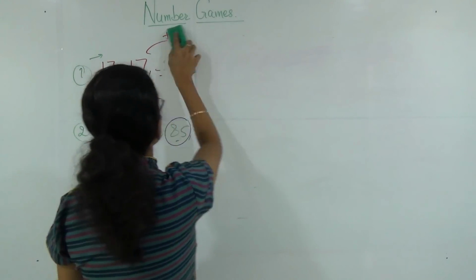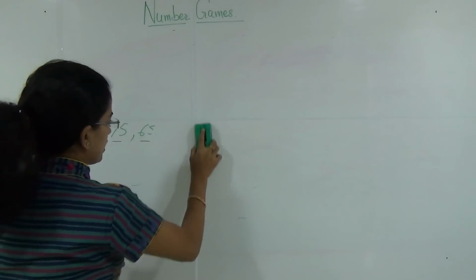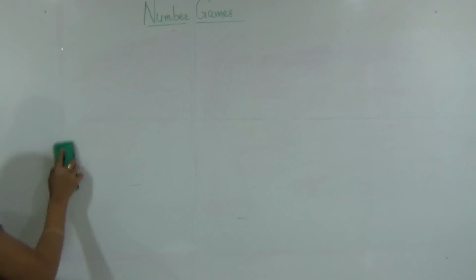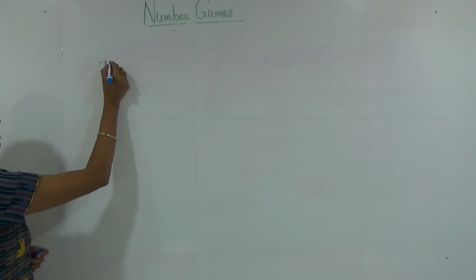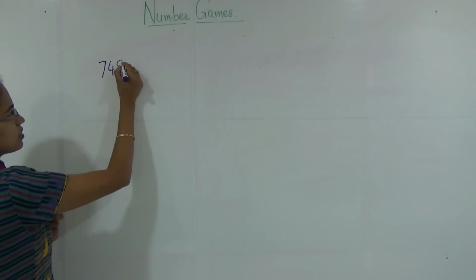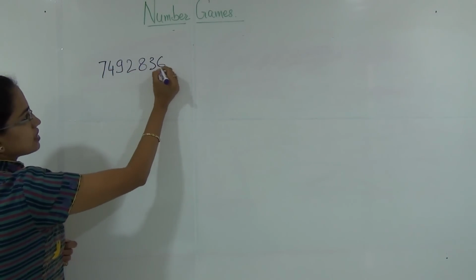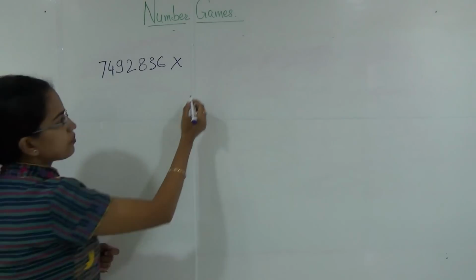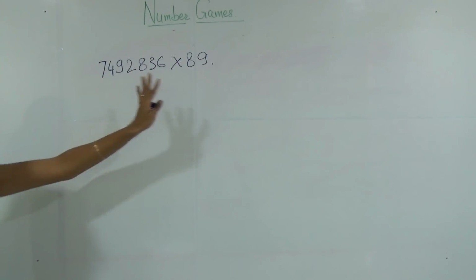So this problem is a very interesting problem and I would like you to devote most of your time in this class to this problem. In this question, the first set is 7 4 9 2 8 3 6 multiplied by 89.